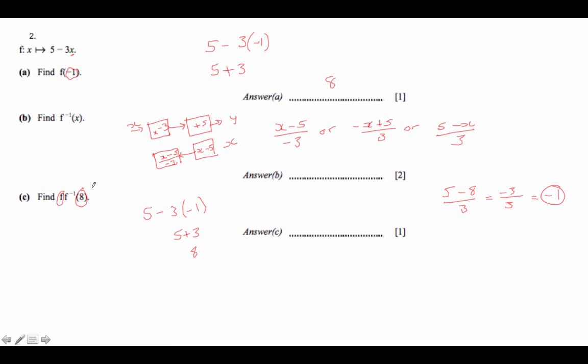So if you take a number, put it into the inverse function and put it back into a normal function, you get the same number you had to start with, which is just 8.